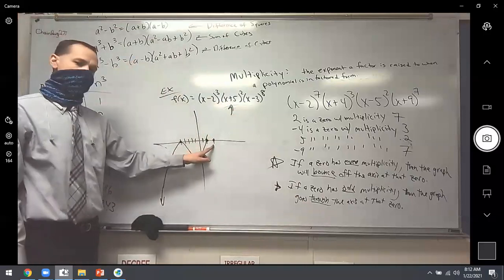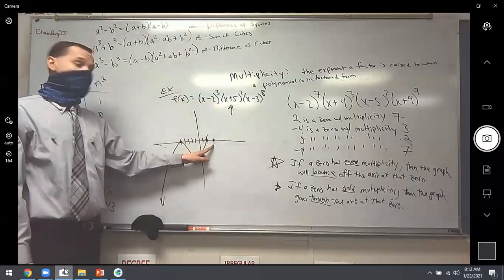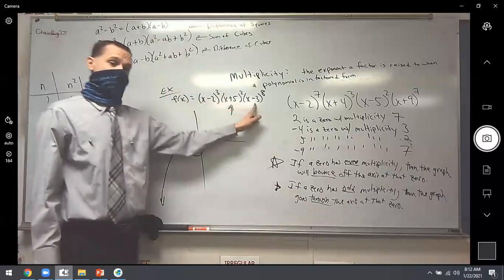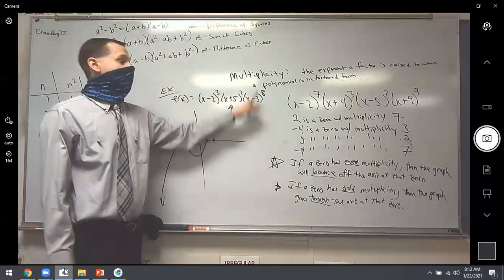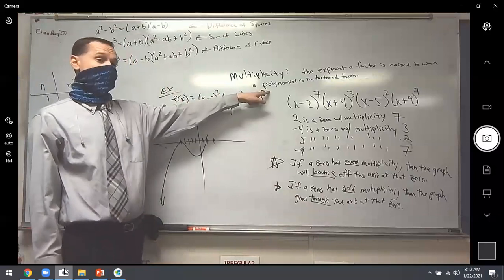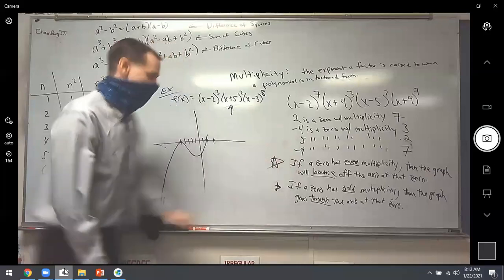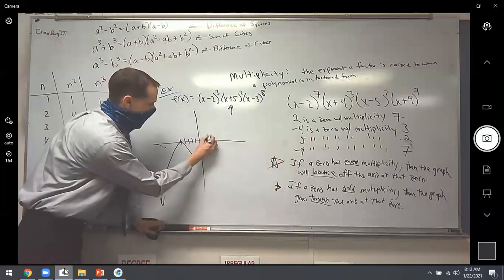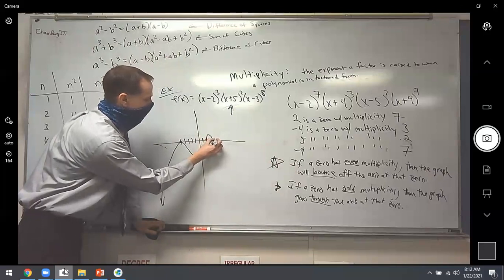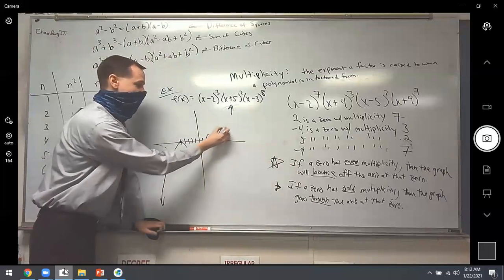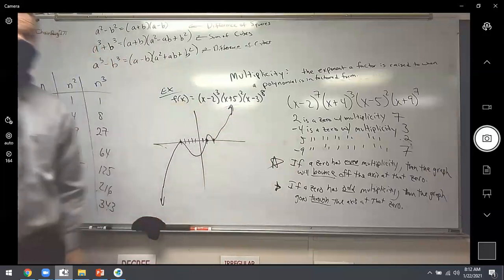Then the next one would be at 3, correct? If you look at the one associated with the 3, here's where the 3, 0 was, right? It's raised to an even multiplicity. So again, if it's even, what's it going to do? It's going to bounce. This thing is going to come down, but it's going to bounce off that axis. And look at that, it links up with the end behavior just like it should.